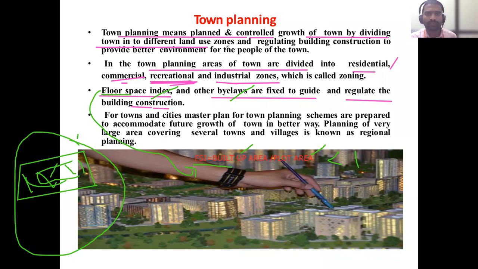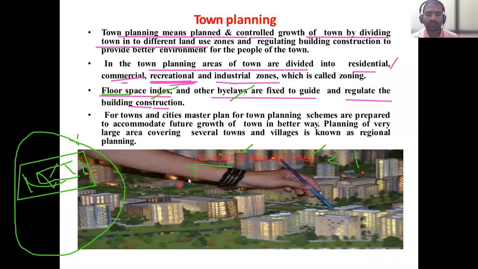Next, one more term is given. The towns and cities master plan for the town planning schemes are prepared to accommodate future growth of the towns in a better way. Planning a very large area covering several towns and villages is known as regional planning. In town planning, we do not construct only for the present population. For the population that will come in future, we also take a margin to accommodate them.